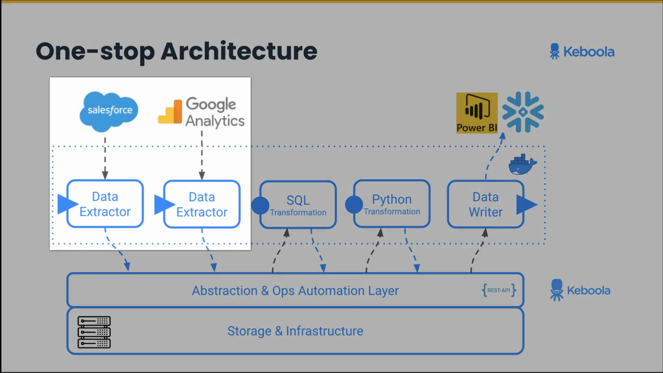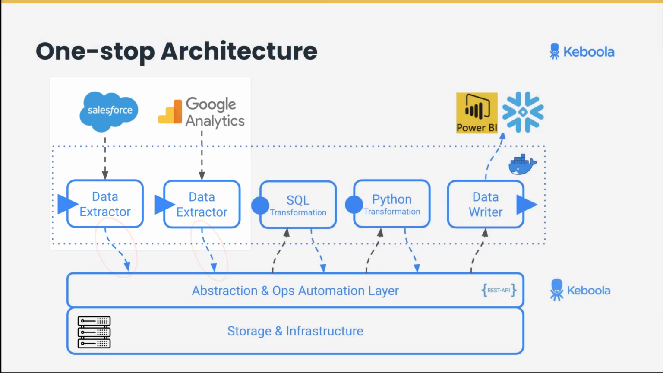The process starts with extractors. Their role is to extract data from external sources and load it into Keboola storage. A data source can be anything from a database or a data warehouse to a cloud service like Salesforce CRM or Google Analytics. The highlighted arrow represents the movement of data into storage. In this example, we pull data from Salesforce CRM and Google Analytics, bringing two different tables into our storage.